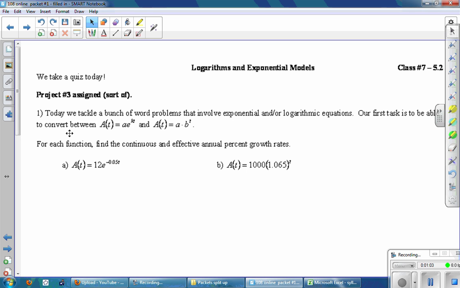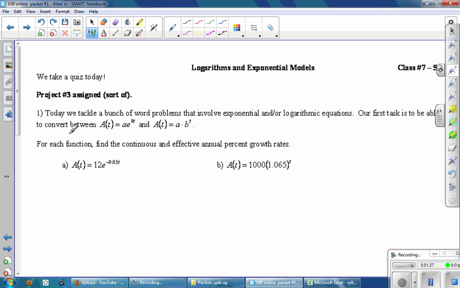Our first task is to be able to convert between A of t equals A e to the kt and A of t equals A times b to the t. Those are basically our two exponential growth formulas. The first one, on the left, is the continuous model, and the one on the right is our standard annual growth model. For each function, find the continuous and effective annual percent growth rates. And then there are two formulas.